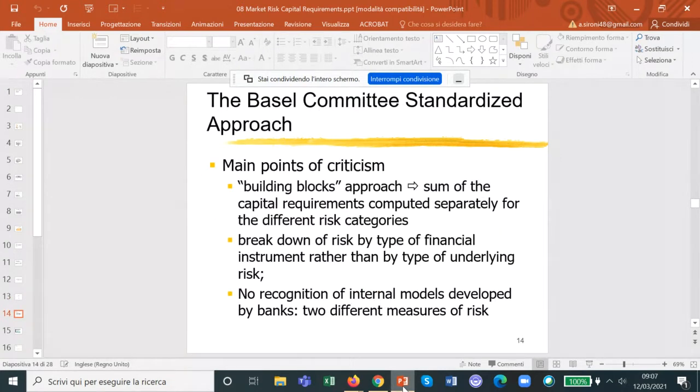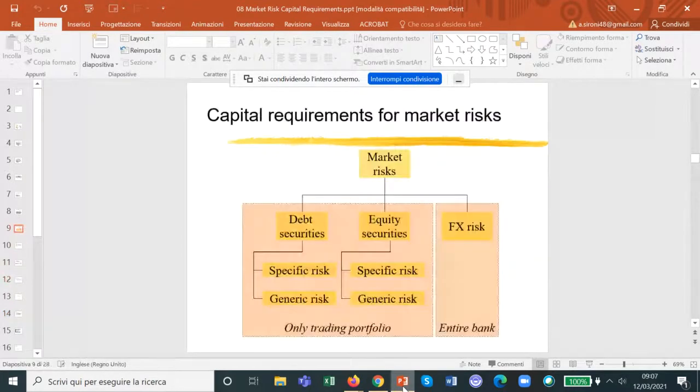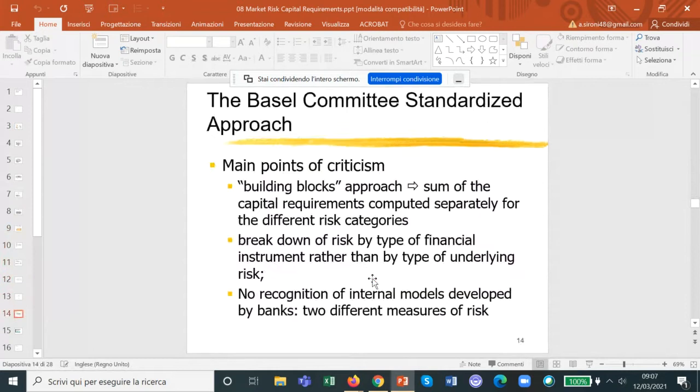Now, here we were in 1996. What were the main critiques of the banking community? Well, first of all, they said it's a building block approach, i.e. you take the capital requirement for all these components and you add them up, and therefore you're not taking into account the benefit of diversification. The breakdown of risk is done by kind of instrument rather than by the underlying risk, and there is no recognition of the internal models. Now that's what happened in 1996.